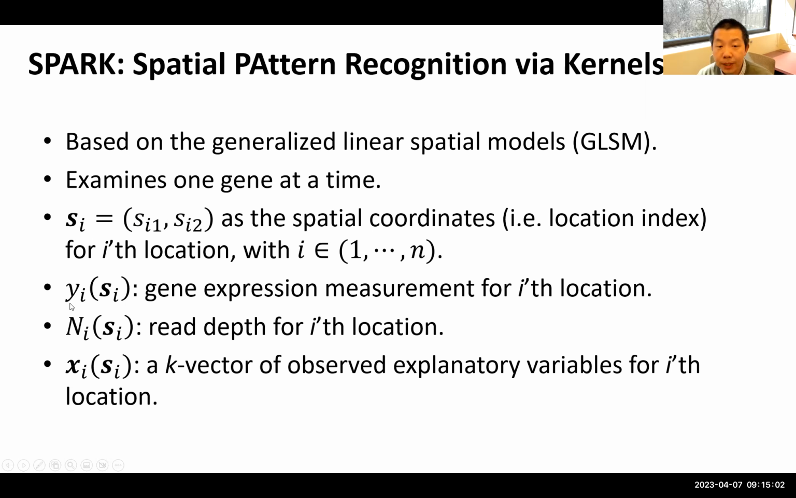And on this measured spot or measured location, we can measure the gene expression level. For this particular gene, we have Y sub i as the gene expression measurement count. So Y sub i is a function of that location, and it's a count measurement. And these two are the most important part. Certainly we also have a read depth, which we need to control for, denoted as N sub i, and X sub i, which are observed explanatory variables that sometimes we want to control for. But these two are less important. So the key parts are S sub i, the location, and Y sub i, the gene expression count.